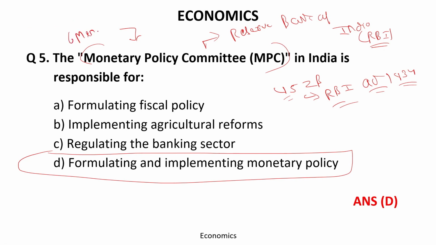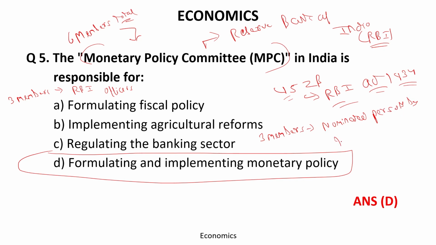If we talk about the composition, it comprises 6 members in total. Out of 6, 3 members are basically the RBI officers, and the other 3 members, you can say, are persons nominated by the government.